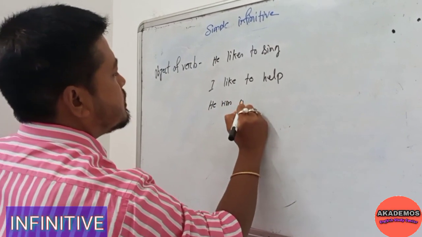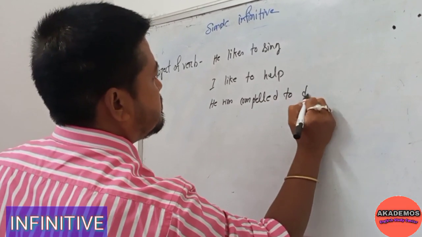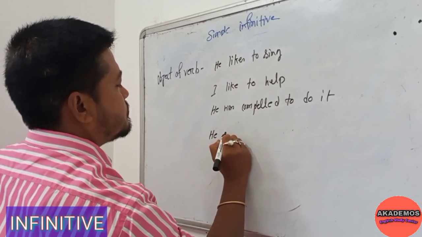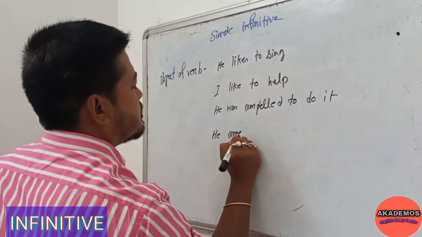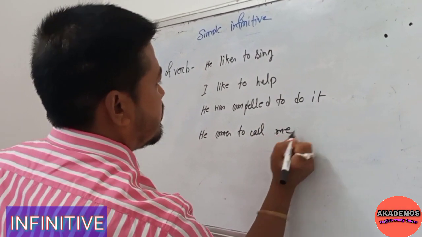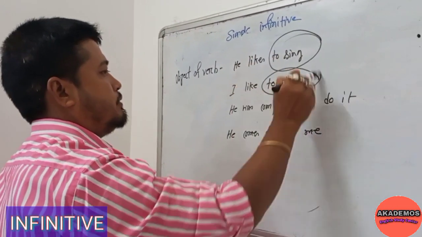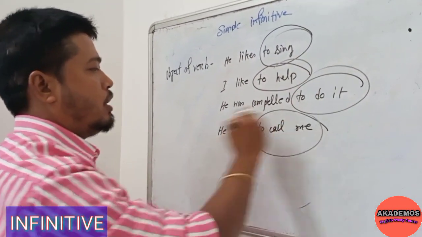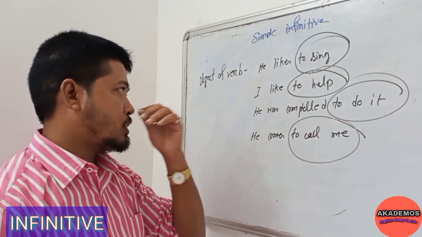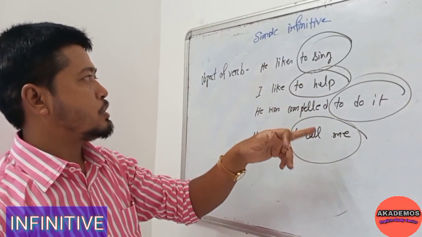He was compelled to do it. He comes to call me. These are the object of verb. What is object of verb? To sing, to help, to do, to call. There is no force of action of verb; there is the force of action of noun. And it is working as object of verb. How is it working as object of verb?